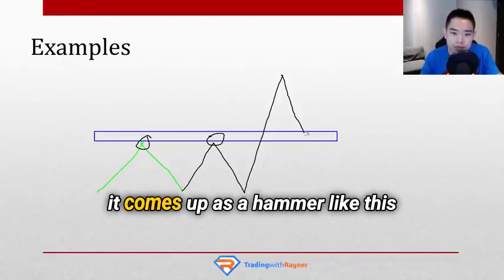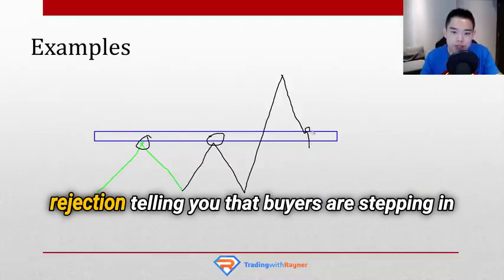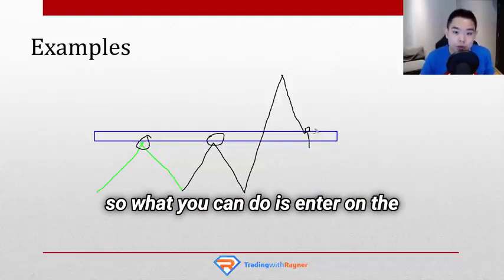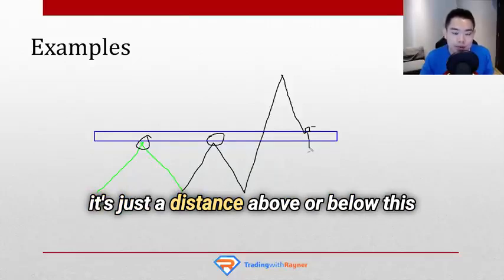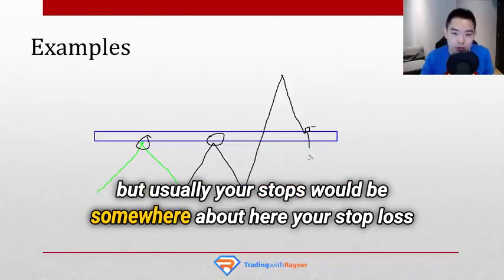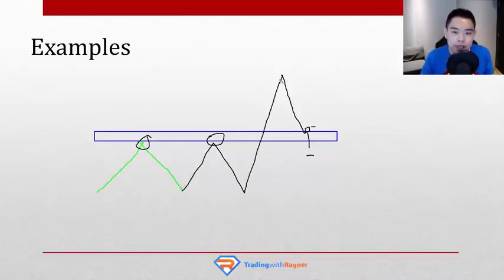So let's say, for example, it comes up as a hammer like this. Okay, so now you have some bullish price rejection telling you that buyers are stepping in and they could push the price up higher. So what you can do is enter on the next candle open here. Stop loss is 1 ATR below this low. In other words, it's just a distance, a buffer below this low. I'll explain to you how to do that shortly, but usually your stops will be somewhere about here, your stop loss. And your target is just before the recent swing high, somewhere about here.